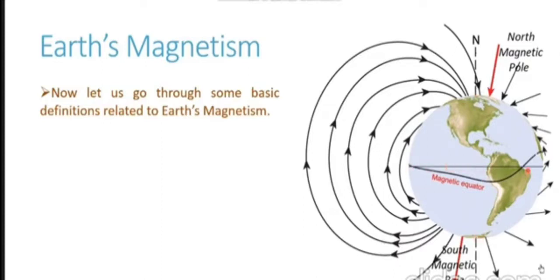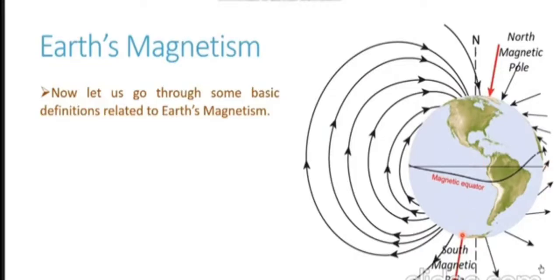You see this straight line represents the equator. Every point on the equator is 90 degrees away from both the poles. Now in a similar fashion, we have the north magnetic pole as well as the south magnetic pole.